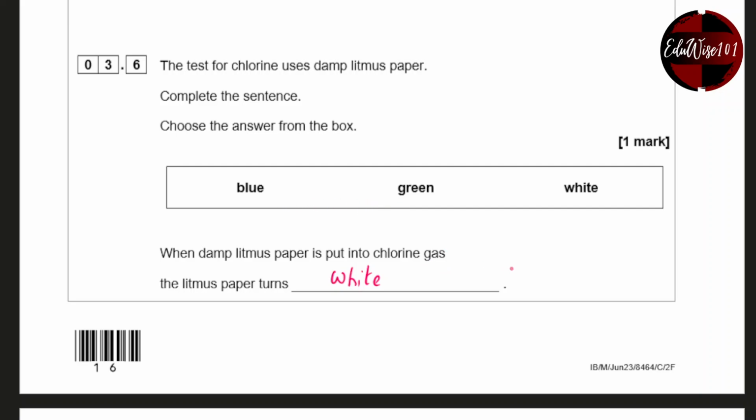Litmus paper can go either white or red, depending on what you're actually adding into. So litmus paper is going to go white with chlorine gas. It might change purple with an alkaline.